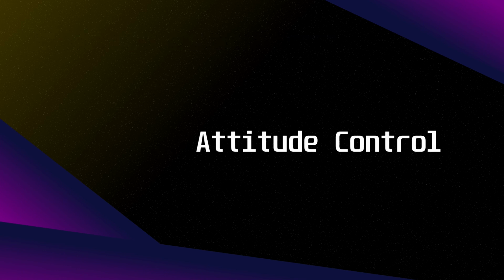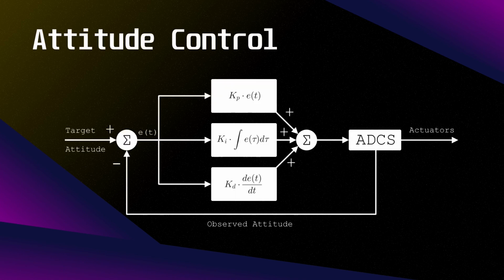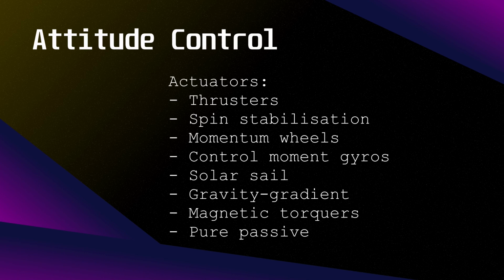Now for attitude control systems. Attitude control is done using actuators and can also be done using multiple methods, but the most common is a PID controller. The controller applies a control torque T on the spacecraft using actuators, which is dependent on the current error E. The PID parameters Kp, Ki, and Kd need to be tuned according to simulations, of course. The resulting torque can then be applied by a wide variety of actuators, which include but are not limited to the following: thrusters, spin stabilization, momentum wheels, control moment gyros, solar sails, gravity gradient stabilization, magnetic torquers, and pure passive attitude control.